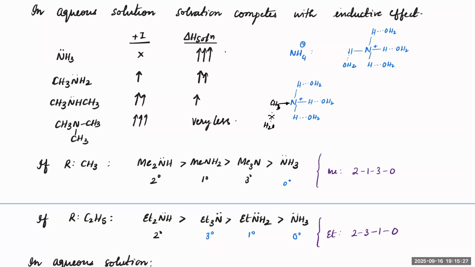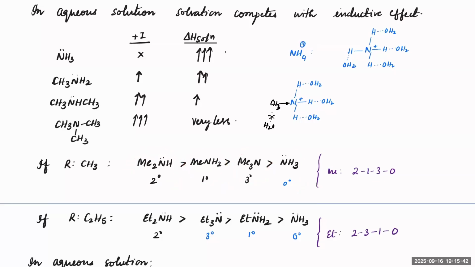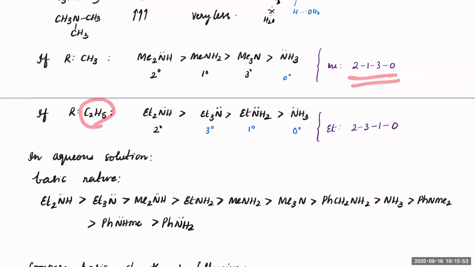If I compare regular amines, especially methylamines, we notice that 2-degree methylamine definitely has more of an edge over 1 degree, then 3 degree, and lastly 0 degree. So 2, 1, 3, 0. This is the order of basic character. Next, if you have C2H5, then it is 2, 3, 1, 0. This is the order in which it is present. Clear?